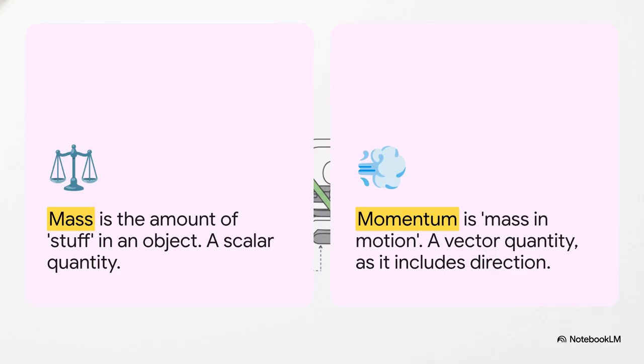Right, and it's super important not to get momentum and mass mixed up. Mass is just the amount of stuff something's made of. You know, a parked bus has a huge amount of mass, but because it's not moving, it has absolutely no momentum. Momentum is what we call mass in motion. And because velocity has a direction, that means momentum does too. It's a vector quantity, and that little detail, well, it's actually a really big deal.